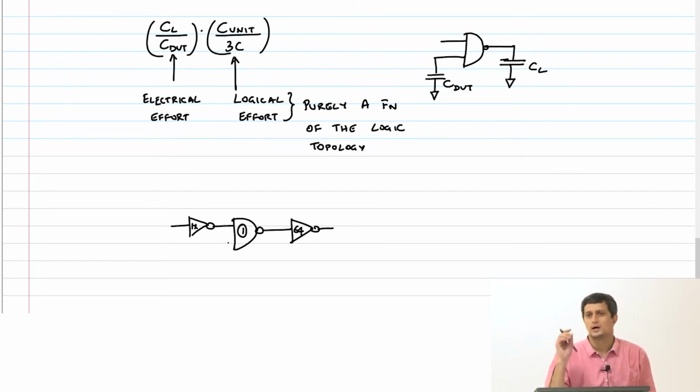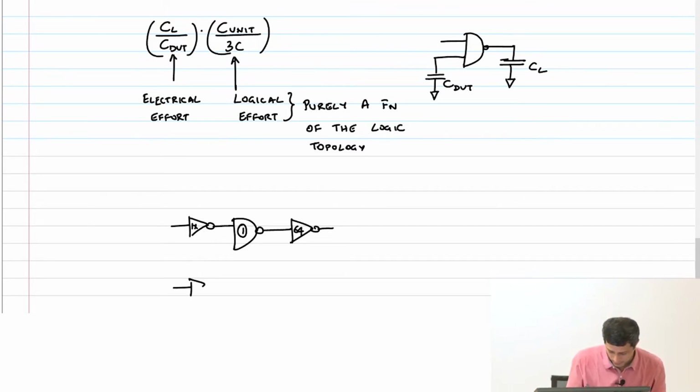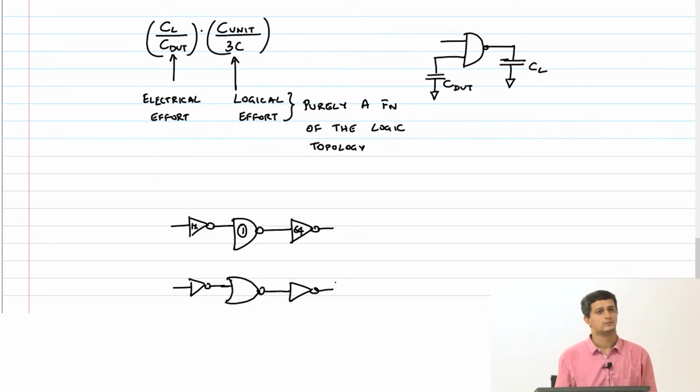Now let me pose this hypothetical question to you. Suppose I were allowed to replace this NAND gate by a NOR gate logically, without changing anything in the logic. I am just allowed to replace the NAND by a NOR, hypothetically assume that, right? Then I have the following circuit. This is 64. What the size of the NOR is, I will not tell you yet.